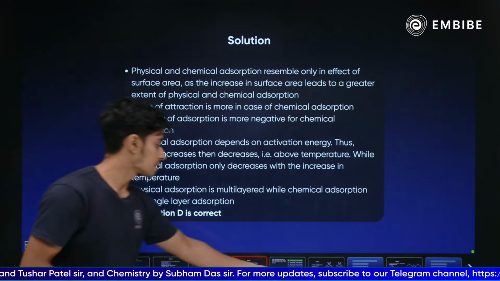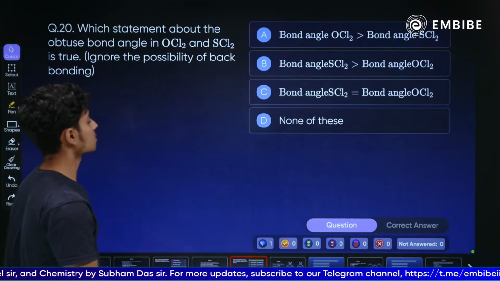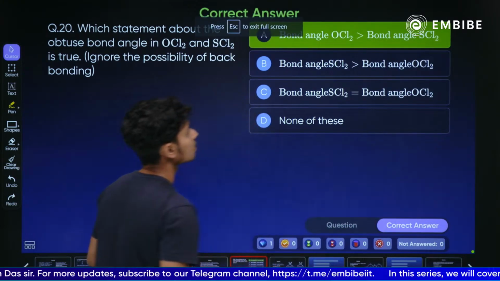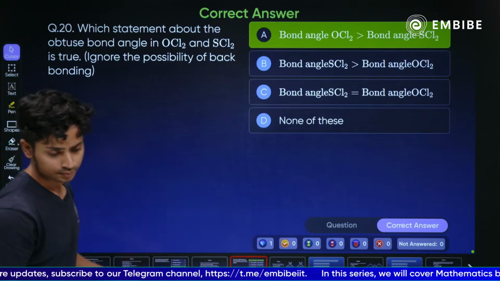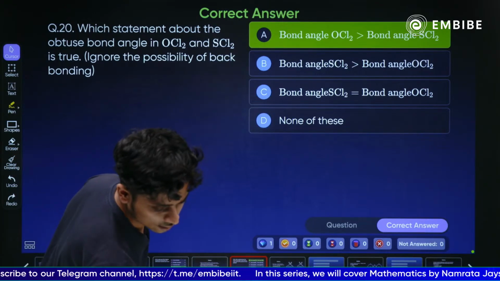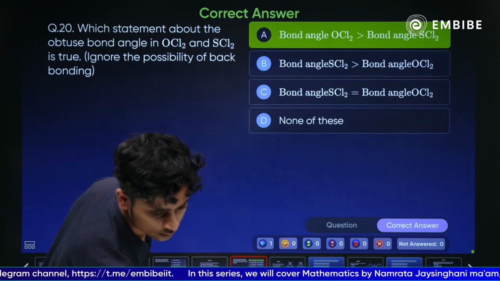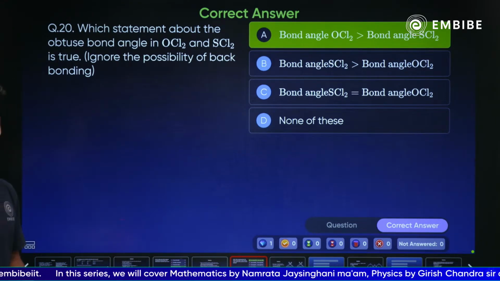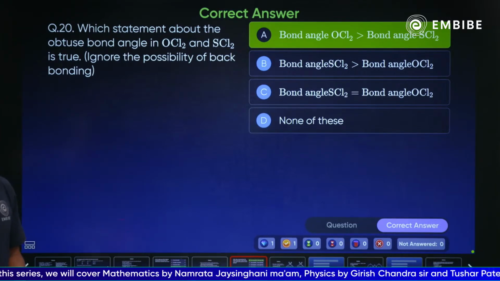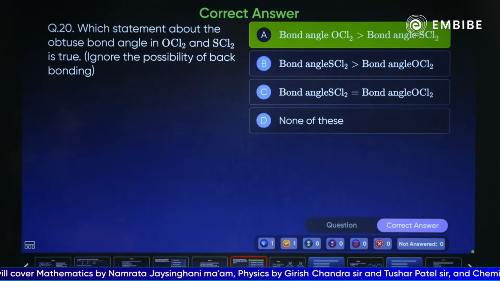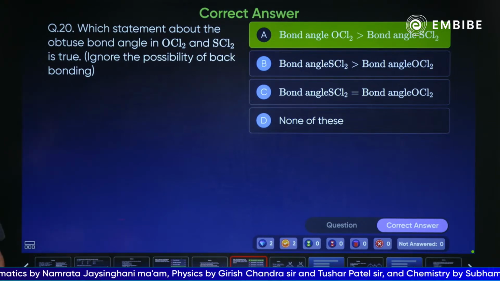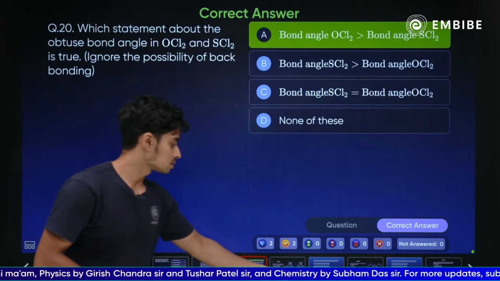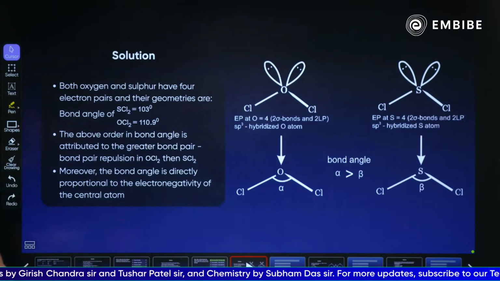Okay. So we'll go to the next slide. Next slide, option A is correct. So here the hint for this question, question 20, is about bond angle. Bond angle is directly proportional to electronegativity of atom. More the electronegativity of central atom, more will be the bond angle. That hint you might require to solve this question. So you can take a screenshot. Option A is the correct answer. So solution slide is here. You guys can take a screenshot.